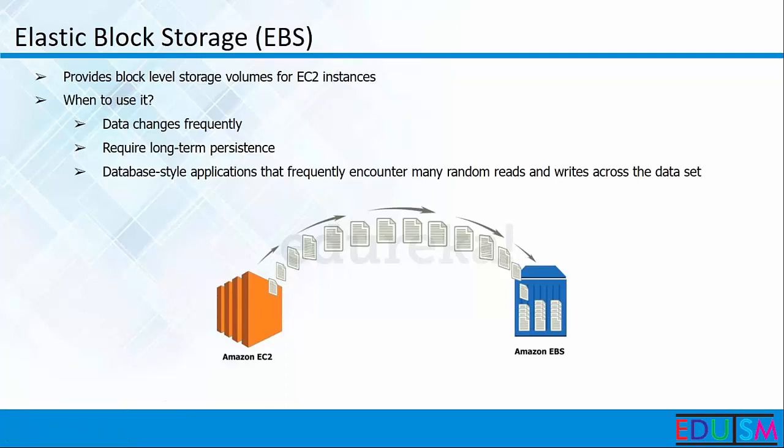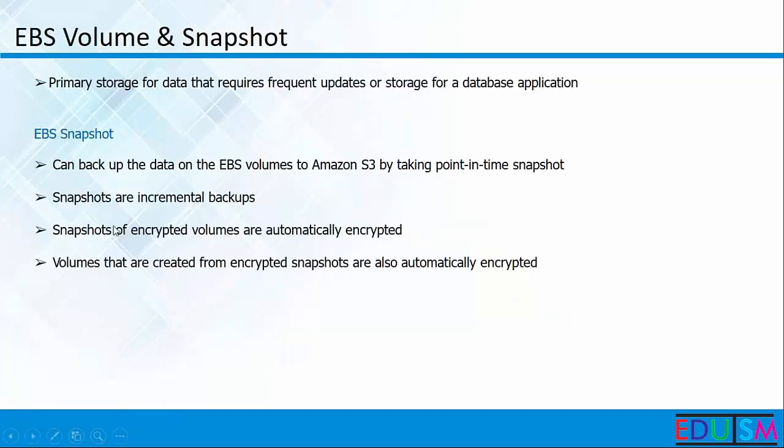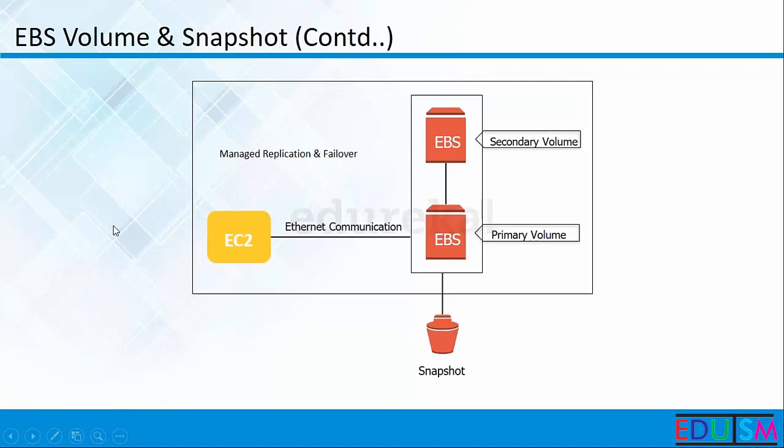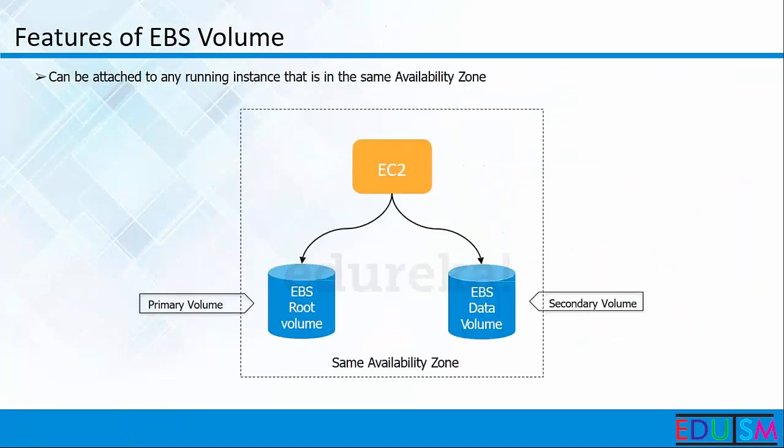So they have to be attached to the EC2 instance. We cannot access them just like S3 on the fly. We need one EC2 instance in order to access them. Okay, so that is the case. And we will also discuss snapshot, that is backup of the EBS volumes.